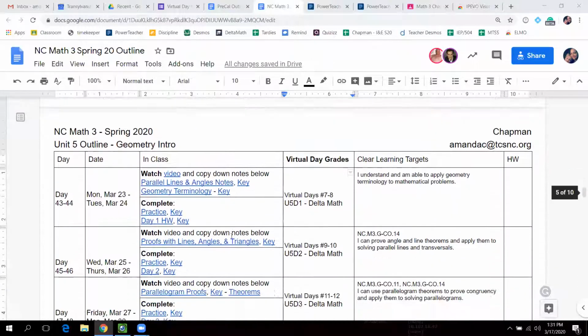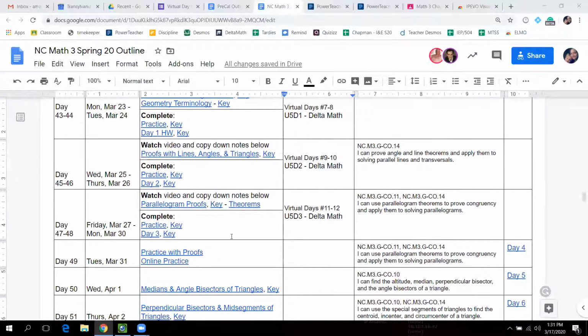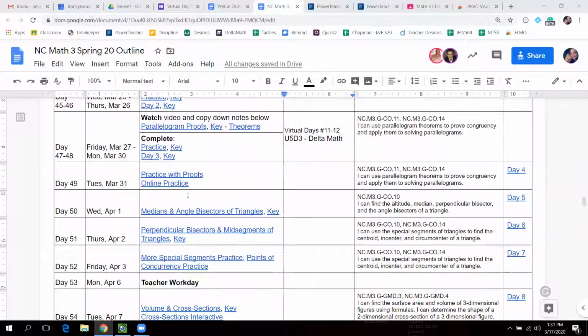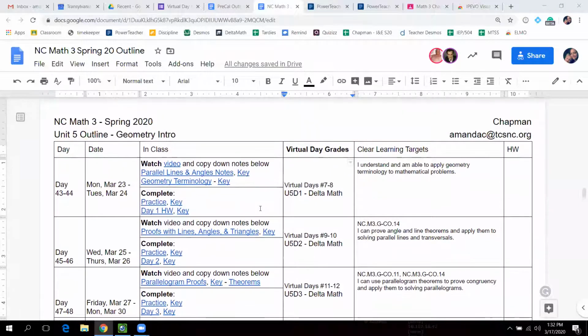All right, so looking at Unit 5, you can kind of see what's going on here. As of right now, we're still planning on coming back. That's my hope. On the 30th, we'll see how that goes. Right now it is March 17th, so forgive me if that's not accurate information.